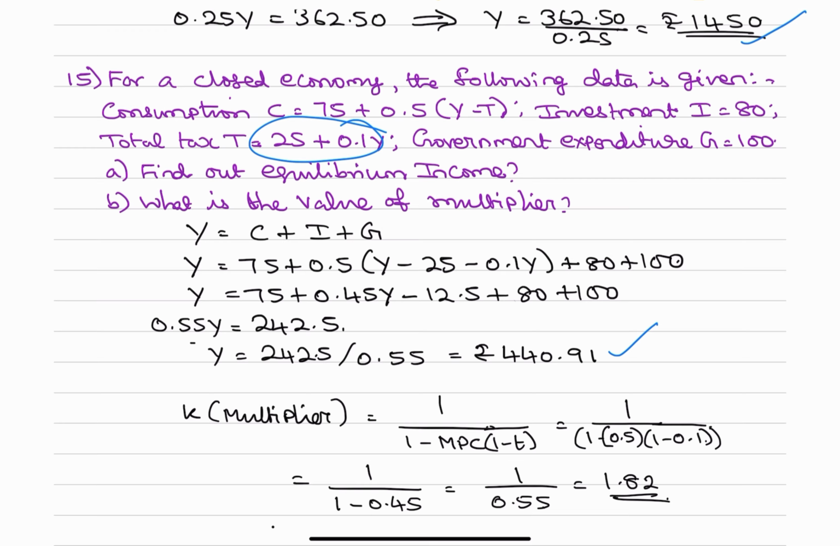In case if the tax has been given, then the multiplier is equal to 1 divided by 1 minus MPC into 1 minus T. If the tax is not given, then the value of the multiplier is equal to 1 divided by 1 minus MPC. Here tax is given, so we are considering the tax. Here tax has to be taken as a function, that is 0.1. This is taken as the value of T in MPC. 1 divided by 1 minus 0.5. 0.5 is the coefficient given in the consumption function. This is B or MPC. So substituting these values, we get 1.82 as the value of the multiplier.